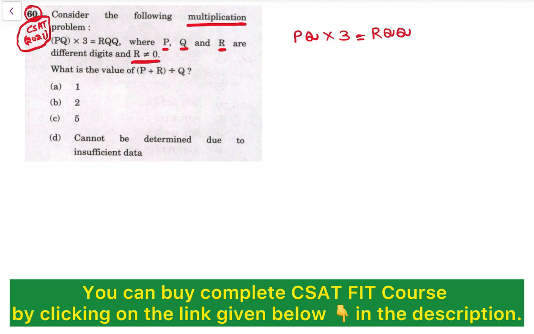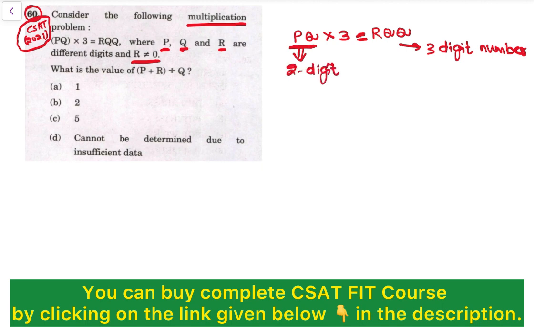That means it is a 3-digit number, RQQ, and PQ could be a 1-digit or 2-digit number, because it is not given that P cannot be 0. So when it is multiplied with 3, we have to get a 3-digit number. Obviously this is a 2-digit number, because if Q were a single digit multiplied by 3, we wouldn't get a 3-digit number. So PQ is a 2-digit number.